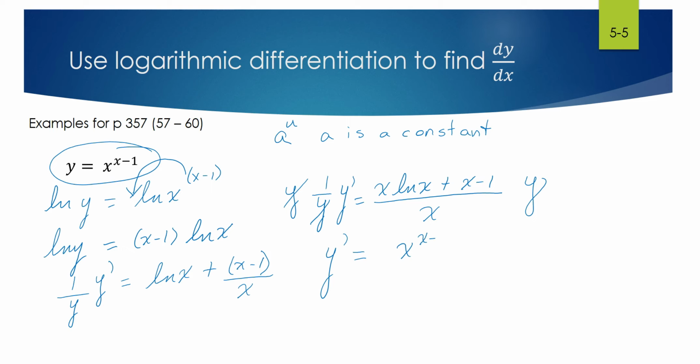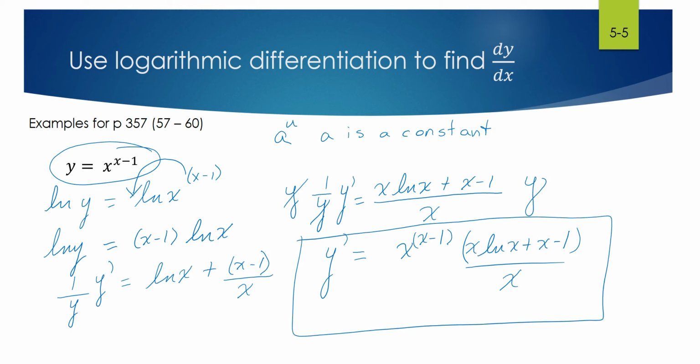x minus 1, that's y. And then my x ln x, plus x minus 1, all over x. And I know there's a ton of x's here, but none of them cancel, so no illegal algebra canceling. And leave your answer just like this. It's gorgeous.